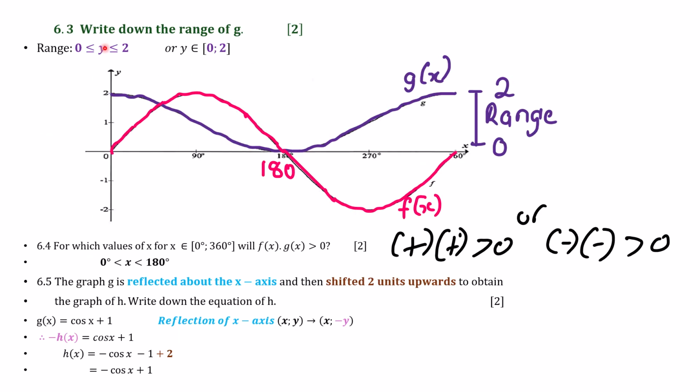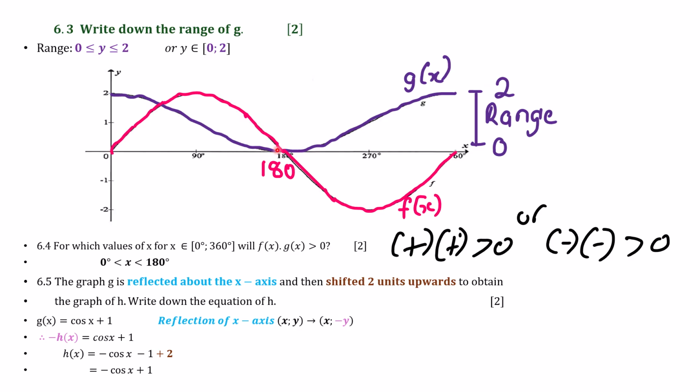Alright, now 6.3, they say write down the range of g. So whenever we ask range, we want to know on the y-axis, where's the smallest value we start from and where's the highest value we're going to. Right, so there in purple, there's the graph of g(x). So you can see the lowest point it reaches there is 0, and the highest point it goes to is 2. Therefore, my range, we would say y less or equal to 2 or greater or equal to 0.